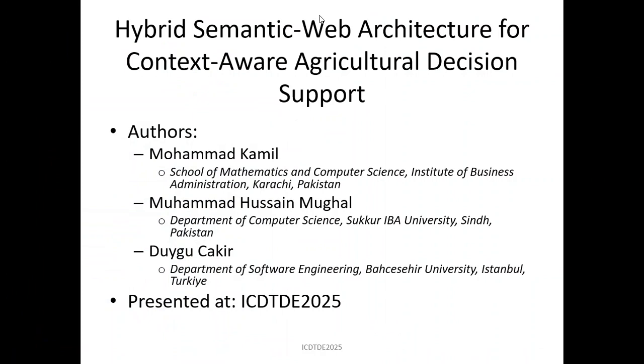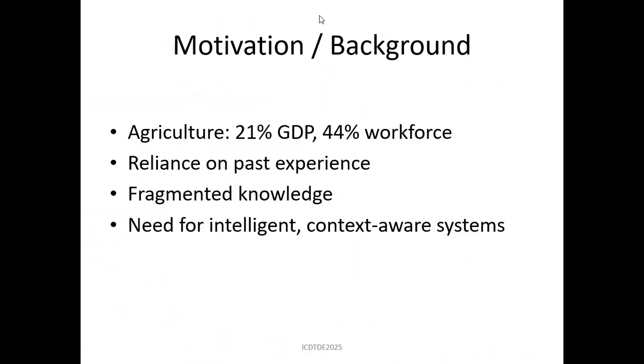Today I will be presenting our research titled Hybrid Semantic Web Architecture for Context-Aware Agricultural Decision Support. In this work, we address major challenges faced by farmers in making informed decisions. And we propose a hybrid system that combines semantic web technologies with a modern MERN-based application. Let's begin by looking at the motivation behind this research.